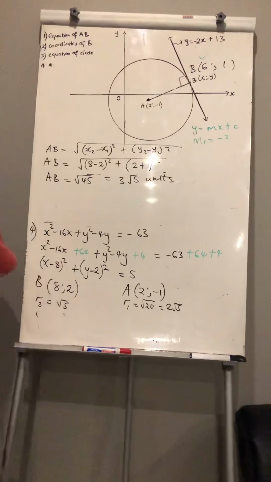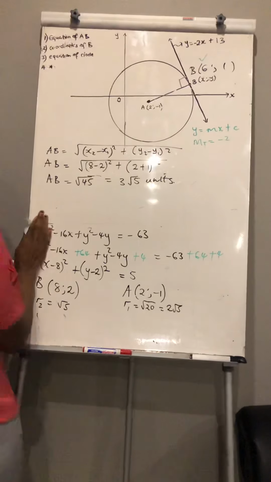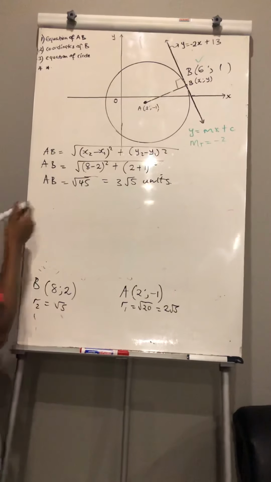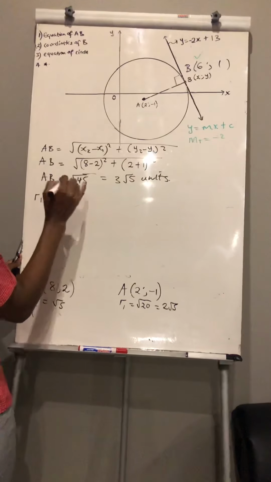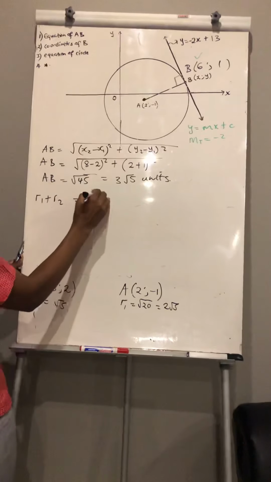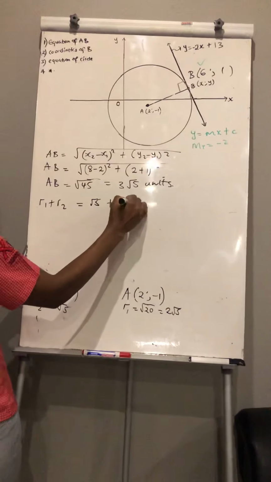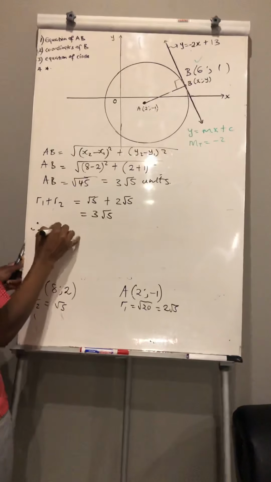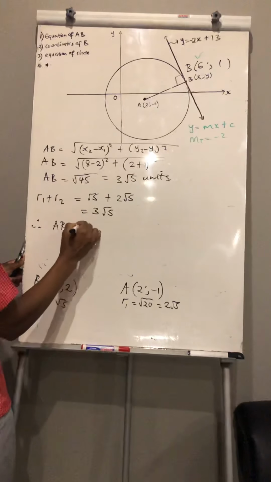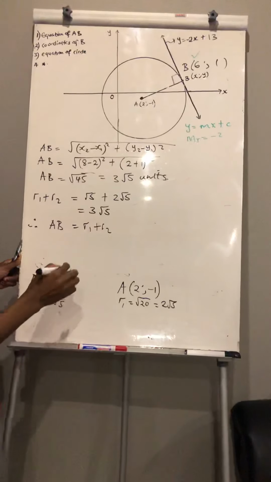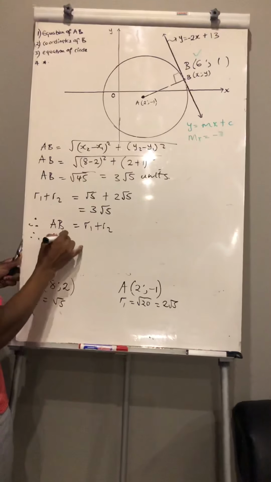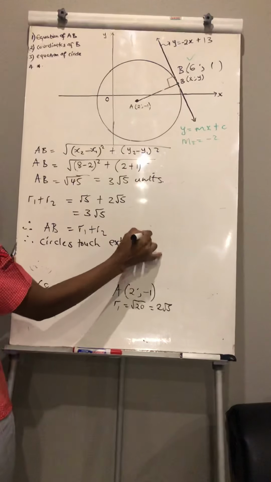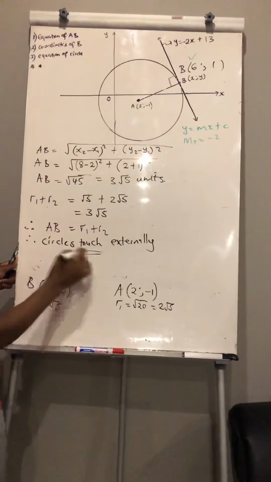And then you have to find R1 plus R2. Those are the things you need. So now that you have distance AB, the only thing you have to find is R1 plus R2. So if you remember, R1 is root 5 and R2 is 2 root 5. And it is 3 root 5. Now we noticed how AB, the distance between the two centers, happens to be exactly equal to R1 plus R2. So you can say, therefore, the circles touch externally. They just touch. They touch only externally.